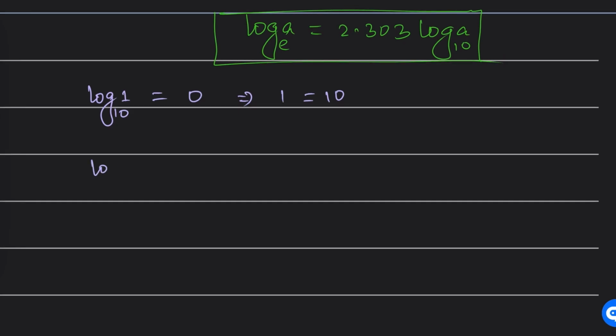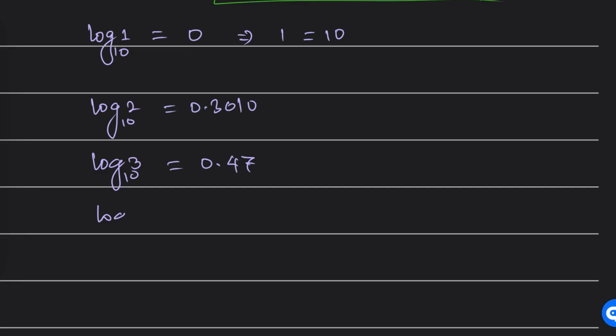Next is log of 2 to the base 10, what is it, sir? It is 0.3010, right? Similarly, log of 3 to the base 10 is 0.4770, you can write. Similarly, log of 4 to the base 10, what is this, sir? Can we write 2 log of 2 to the base 10? Sir, what is this? 2 into 0.3010. So we got 0.6020.